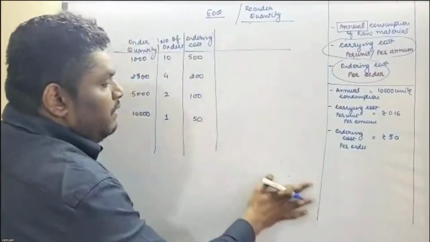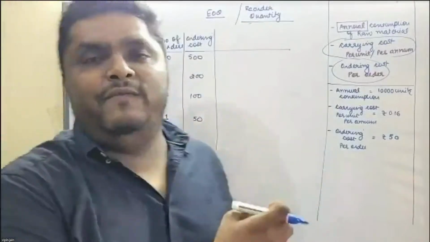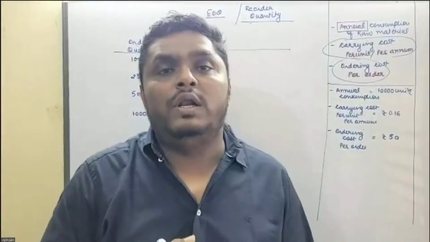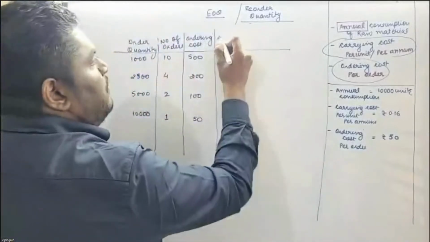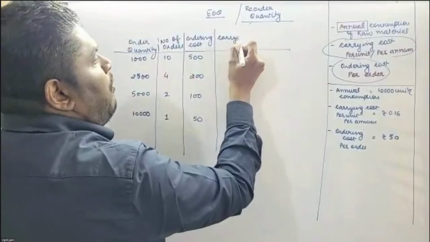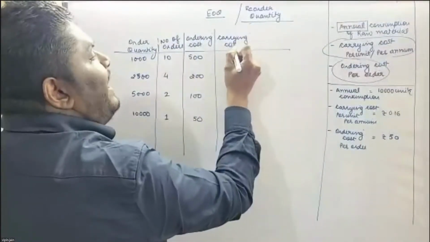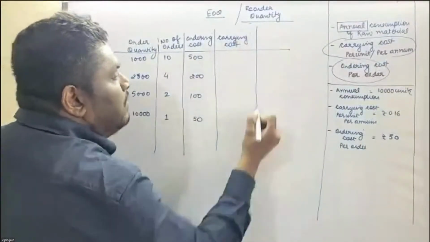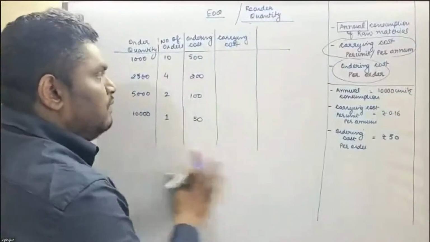Now the second element that is relevant to calculate the economic order quantity is what? The carrying cost. That is cost of handling the inventory.